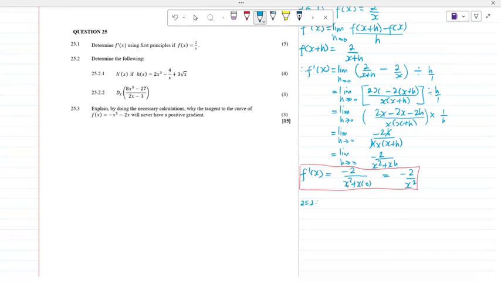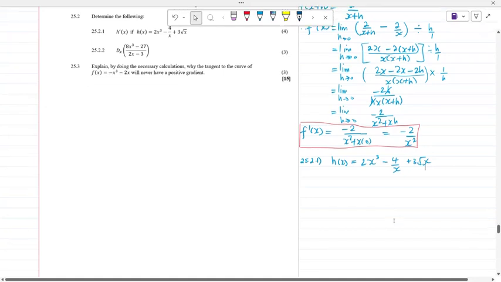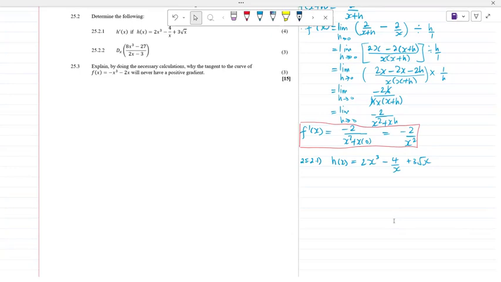We are given the function h of x is equal to 2x cubed and then minus 4 over x and then plus 3 square root of x. So we are asked to find the derivative. So we are going to apply the rules here. We could apply first principles, but it will be very difficult to do. Not impossible, but difficult. So we are going to use rules.